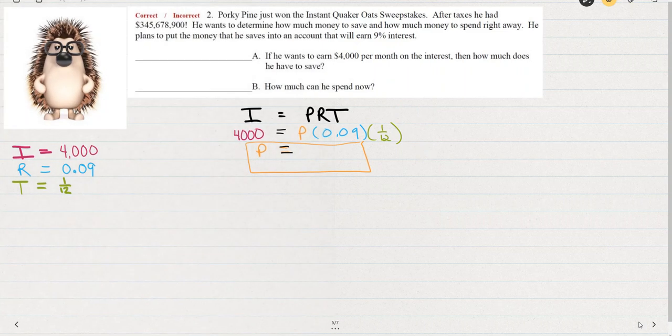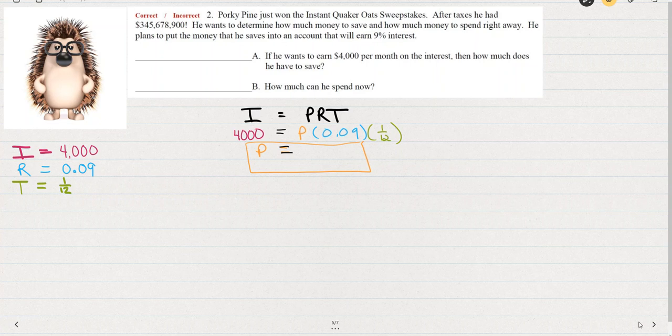Let's look at question number 2. Do you like our porcupine? Porcupine won the Instant Quaker Oat sweepstakes, and after taxes, he has $345,678,900, and he's wanting to live off of some of that interest. He wants a monthly allowance. So he's trying to think through, well, how much can I spend now so that I can have enough money left in the account to get this interest amount.